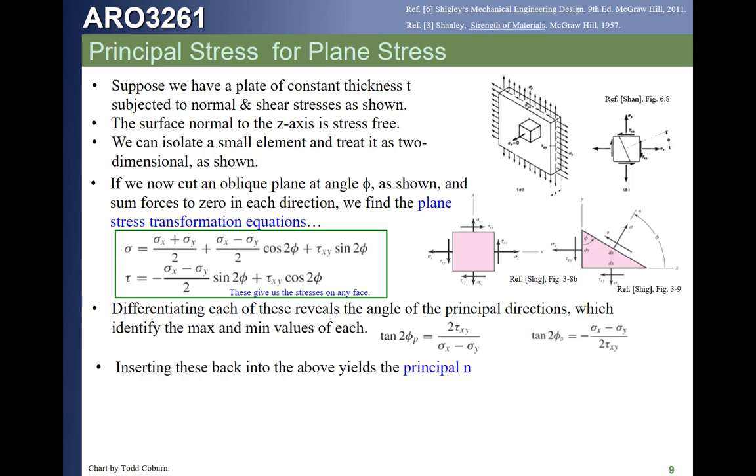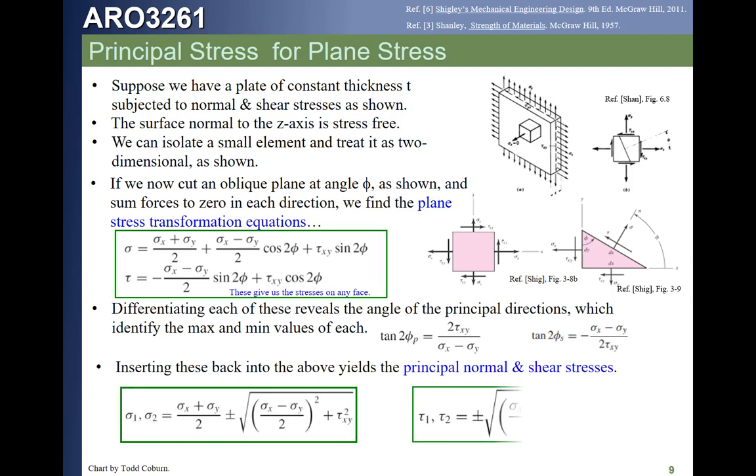If we plug those back into our stress transformation equation, we get the equation for the principal normal and shear stresses. Now you'll notice this looks like two equations, but it's really one equation that plays out four ways. Okay? Let's think about that a minute.